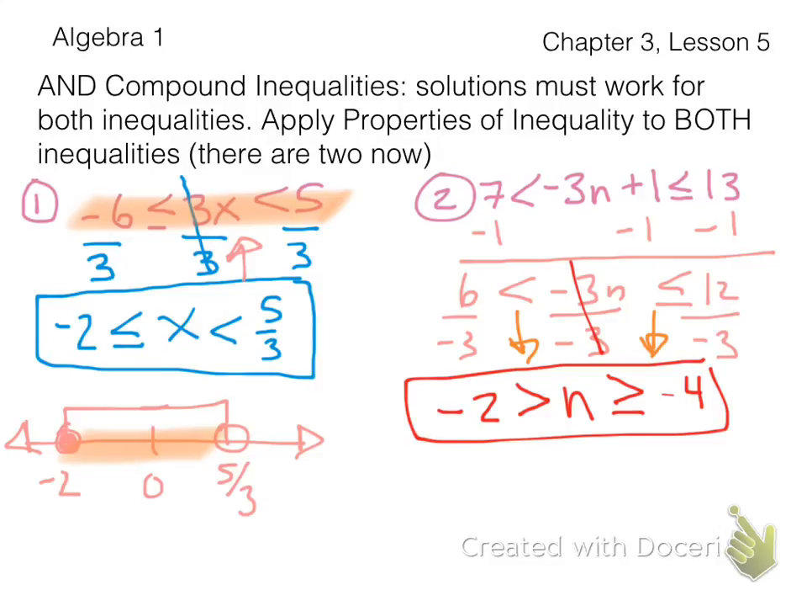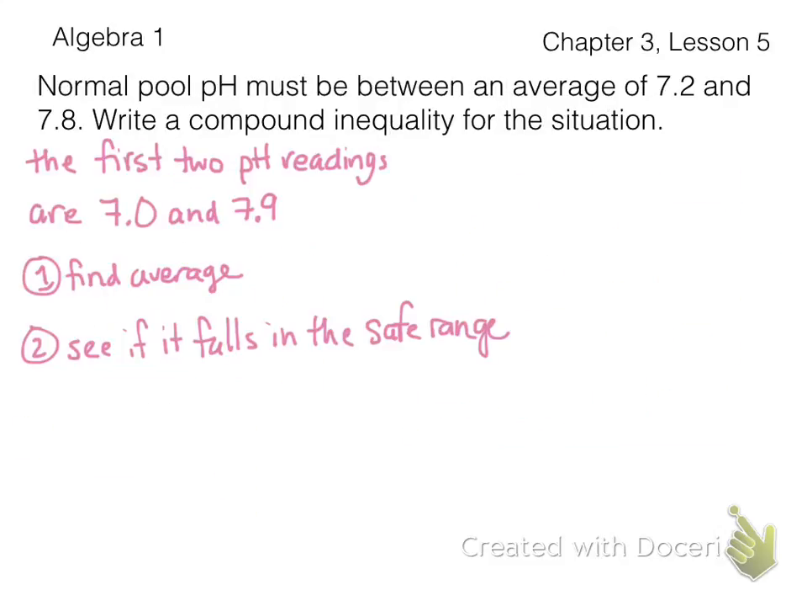Okay, last slide. We need to talk about ORs. Or no, we're still talking about ANDs. Okay, so normal pool pH must be between an average of 7.2 and 7.8. Write a compound inequality for this situation. Okay, so you guys can probably figure this out without doing the example problem, but we're going to have x, which is the average reading of the pool for that day, and it needs to be between the lowest pH which is acceptable, and the highest pH which is acceptable.